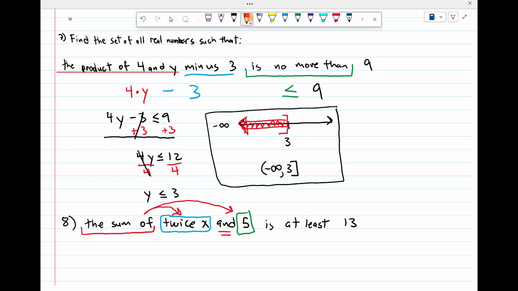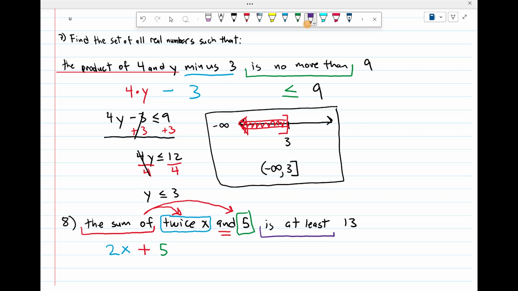So when we do the sum of, what do we do? Remember, sum means that we are going to be adding two things. I know that. The first thing that I'm going to be adding is twice x. Twice means 2 times. So this is going to be 2x. And 5, well, 5 is obviously just 5.